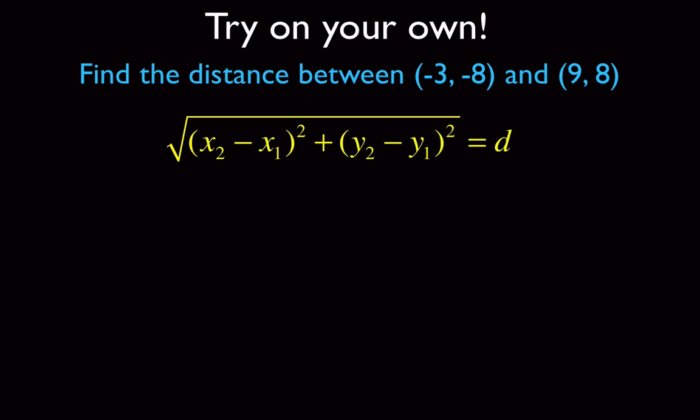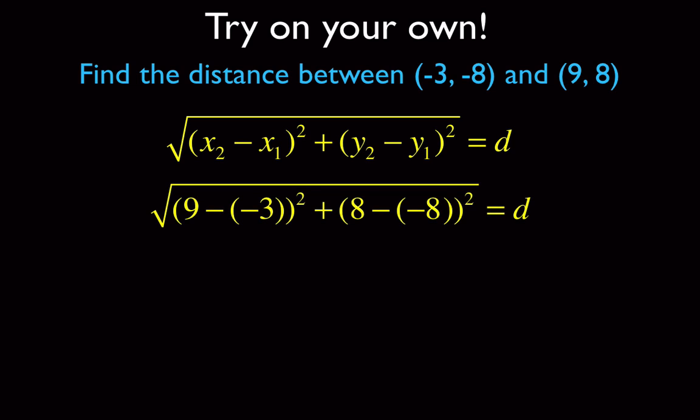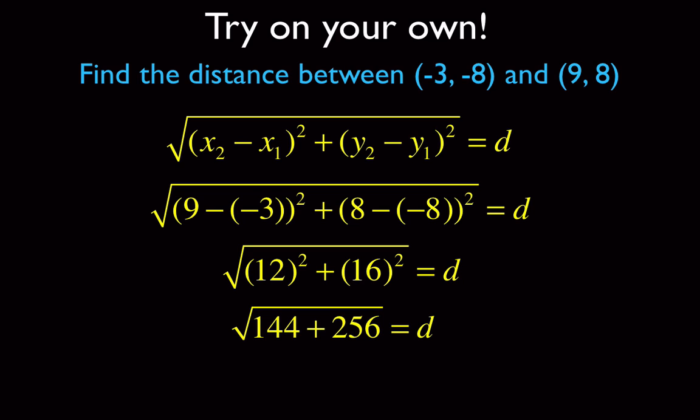All right, so using the formula, we're going to plug in our x's and our y's. Double check that you've done that correctly. In this case, we both have minus, minus, and minus, minus, so those both turn into addition. That's why I get 12 and 16. 12 times 12 is 144. 16 times 16 is 256. Adding it up, you get 400, and the square root of 400 is 20.